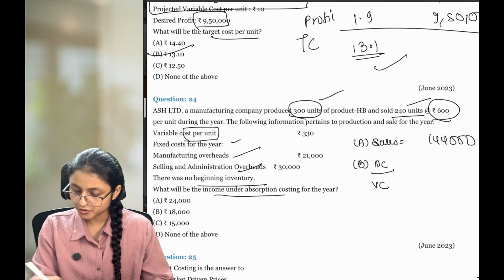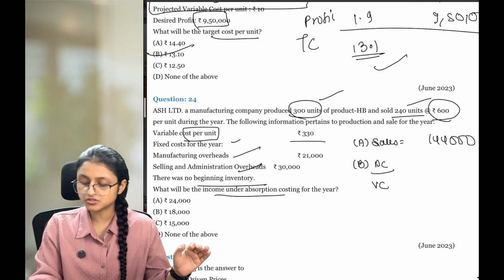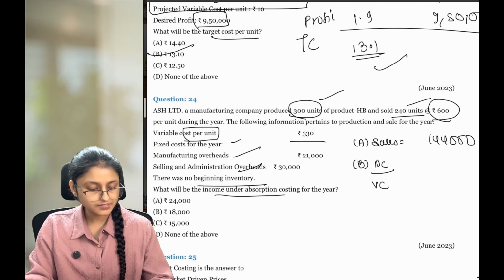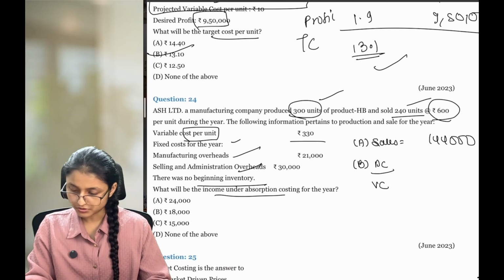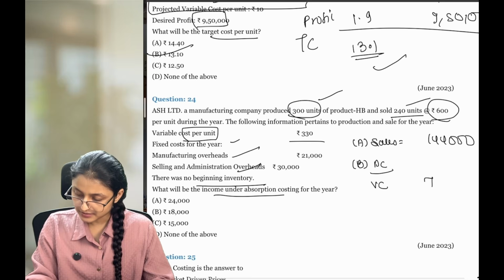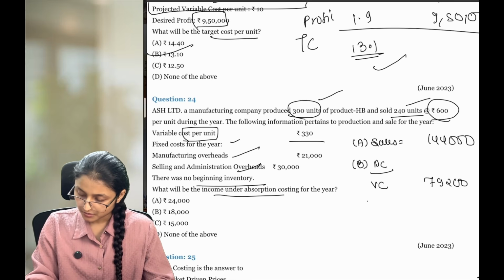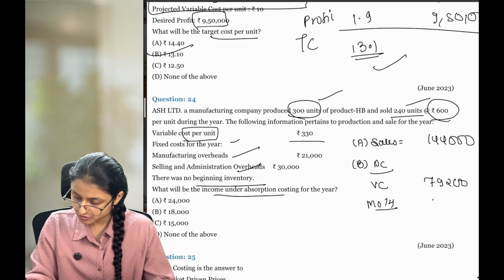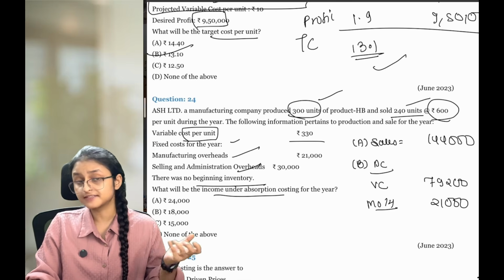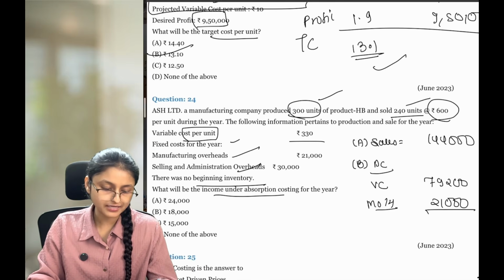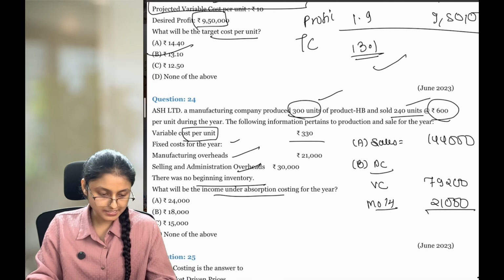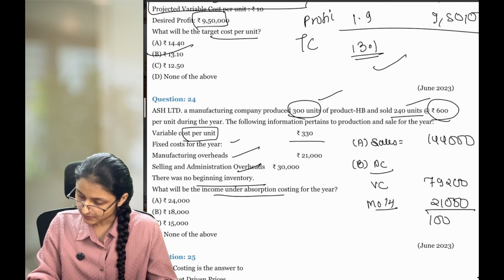Variable cost is given on a per unit basis. We'll assume that this variable cost is related to production only. 330 multiplied by 240 units will give you 79,200, and then your manufacturing overhead, fixed manufacturing overhead of 21,000, as there is no predetermined rate related calculation given. Hence we are directly taking this 21,000.